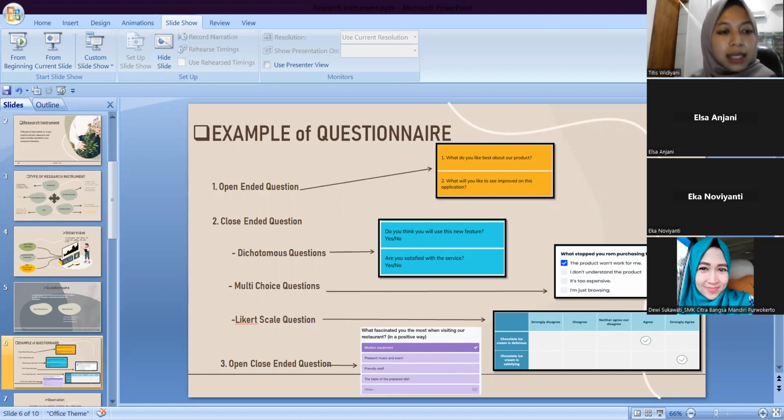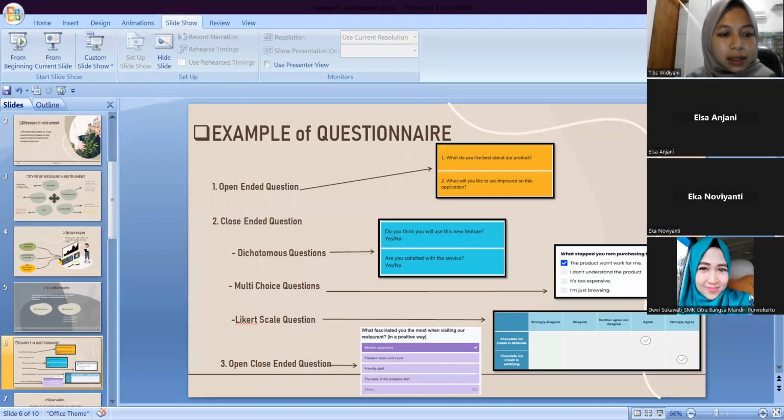Okay, the second is the multiple-choice question. This is the example: what stopped you from purchasing the product? So there are options that you can choose. The third is the Likert scale. Okay, this is the example. There are some options that are already provided: strongly disagree, disagree, average, agree, strongly agree, like that.